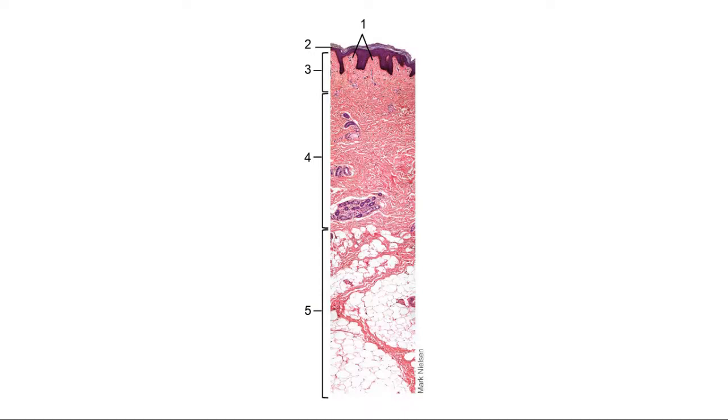And our dermis itself has 2 parts. The superficial part of our dermis is called papillary layer, and the deep part is called reticular layer. The papillary layer is areolar connective tissue, while the reticular layer is dense, irregular connective tissue.